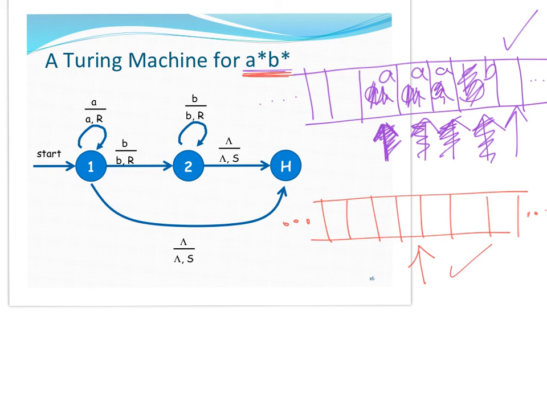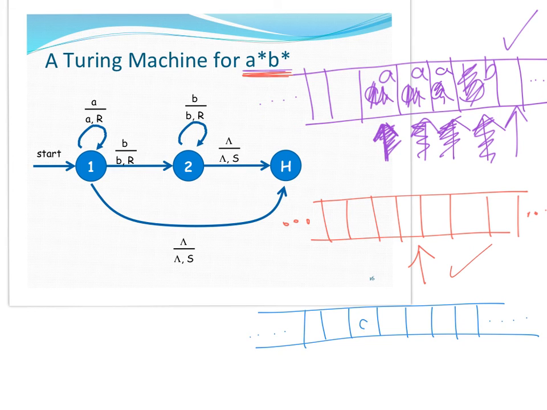So let's try one more example. Let's try something that's not in my language. Why don't we try the string ABA. That's not in A star, B star, right? So we're trying the string ABA. We start the tape head at the first symbol in the string. And we are at state 1, and it says if you see an A, replace it with an A and move the tape head one to the right.